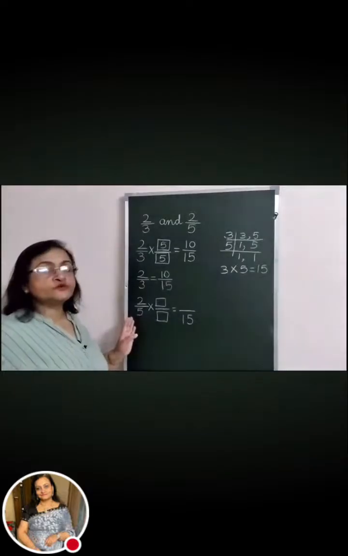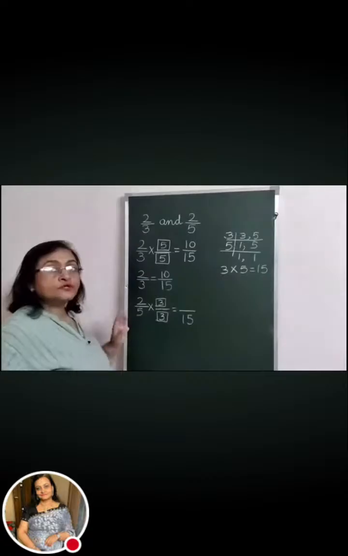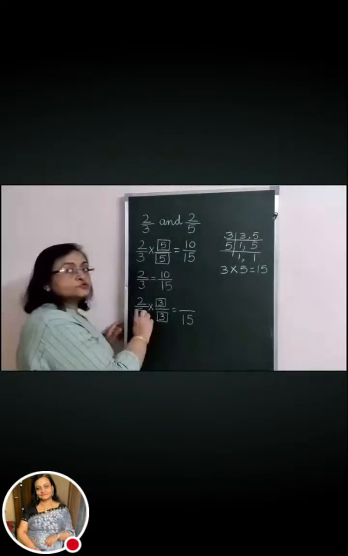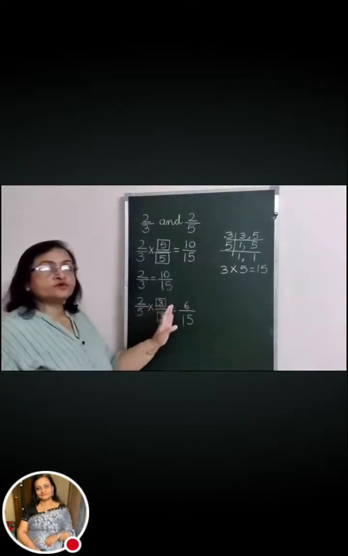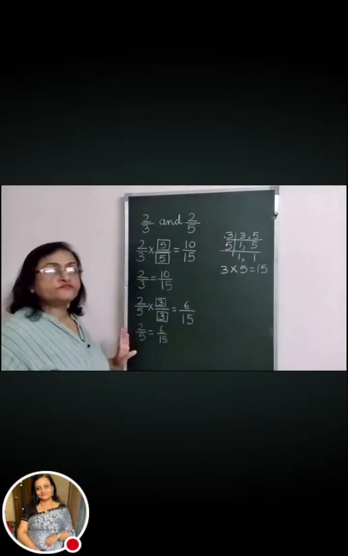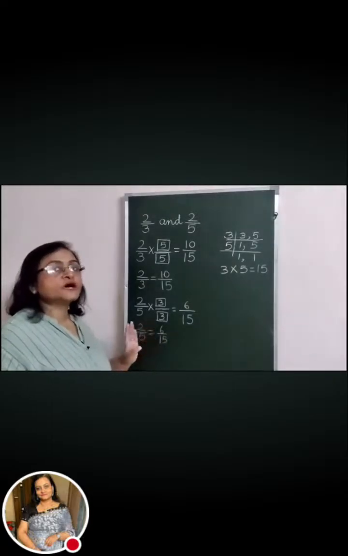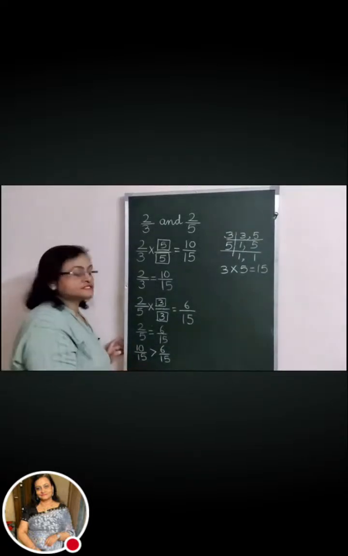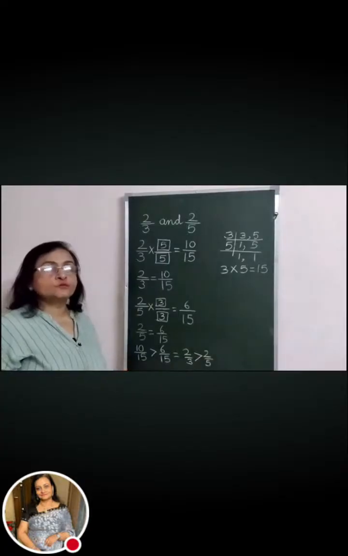Now, with which number should we multiply 5 to get 15? 3. 5 3s are 15. So, numerator and denominator both will be multiplied by 3. 3 2s are 6. And this way, we have got the fraction 6 by 15. That means equivalent fraction of 2 by 5 is 6 by 15. Now, we know 10 by 15 is greater than 6 by 15. That means 2 by 3 is greater than 2 by 5.